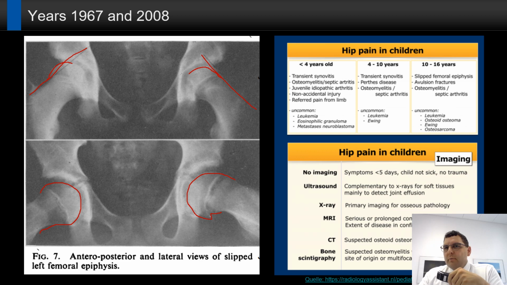Usually there is no imaging performed early on in symptoms, less than 5 days, unless the children are sick or had a trauma. Then ultrasound is a good method, as well as X-ray, as I have shown you here with this old image. And MRI is usually not the first line examination. It's basically for when you cannot solve the problem otherwise.